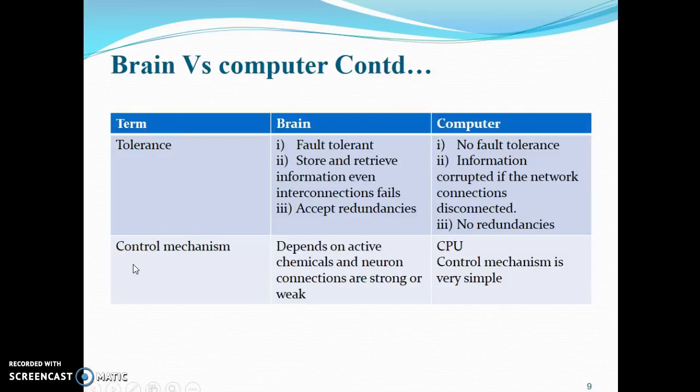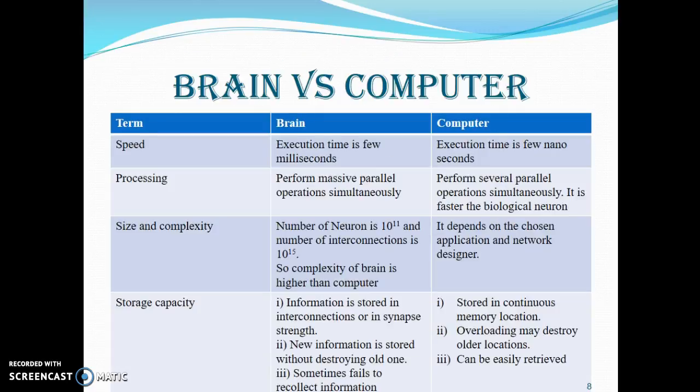Now coming to the control mechanism. In the brain, it depends on the active chemicals, and neuron connections are strong or weak. But in the computer, the control mechanism is done through the CPU, and it is very simple as compared to the brain. So these are the differences between the brain versus computer, that is the biological neural network and the artificial neural network. Thank you.